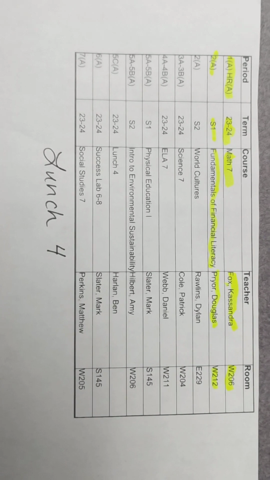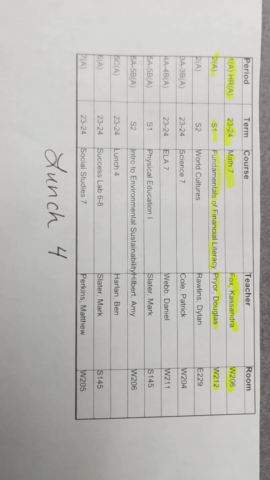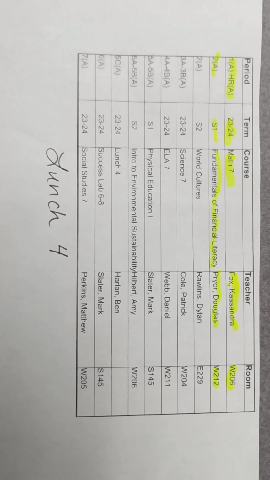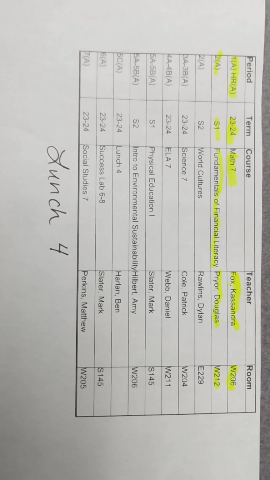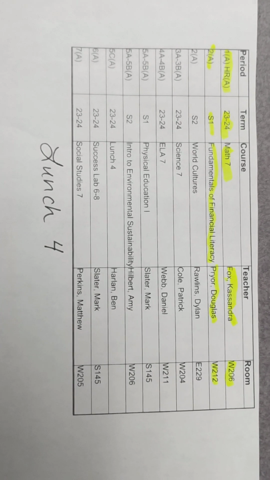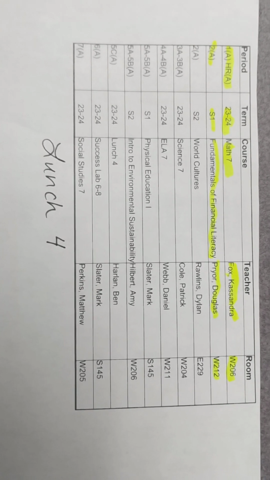Then you start to see blocks 3 through 5 are going to have letters next to them. What this means is we have lunches during our blocks 3, 4, and 5. Because of that, the letters allow for us to break up the schedule for students to be able to see it clearly and for the different schedules to be able to move throughout lunch.